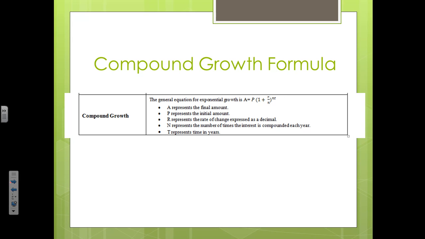Now we're going to take a look at compound growth. So the general equation for compound growth would be A equals P times 1 plus r over n to the nt power. Our A represents the final amount. Our P is going to represent the initial amount, the starting point, and our r represents the rate of change expressed as a decimal. Again, make sure to express it as a decimal. And our n represents the number of times that interest is compounded each year. And then t represents the time in years again.